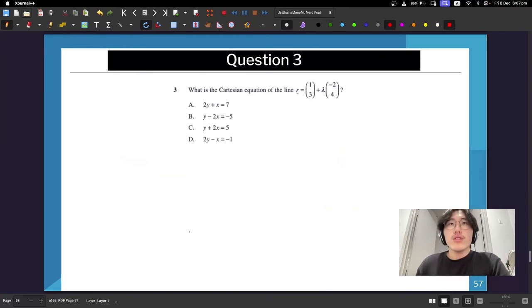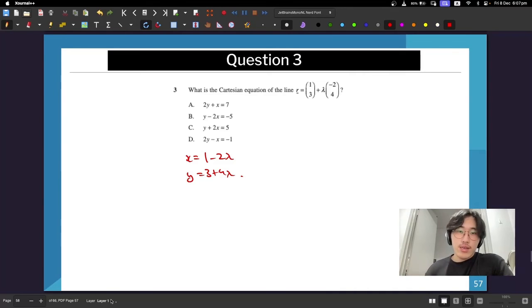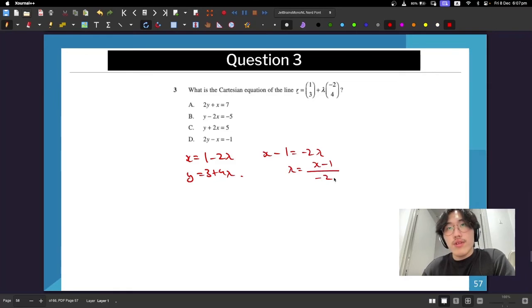Okay, what is the Cartesian equation of the line r equals (1, 3) plus lambda (negative 2, 4)? So x equals 1 minus 2 lambda, y equals 3 plus 4 lambda. I actually didn't go through how to find a Cartesian equation, but you're about to see now, so pay close attention. We want to separate everything to lambda, because that is when the components are equal.